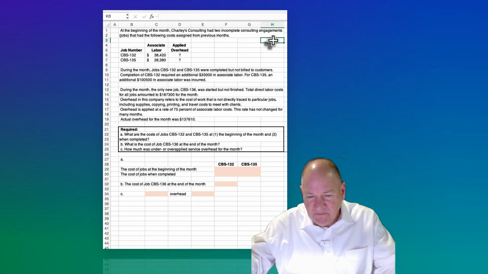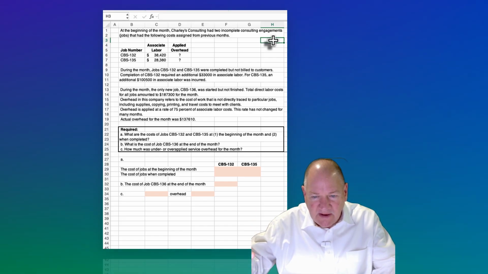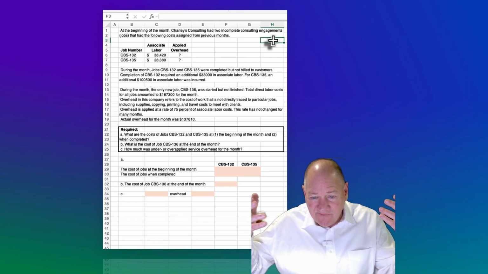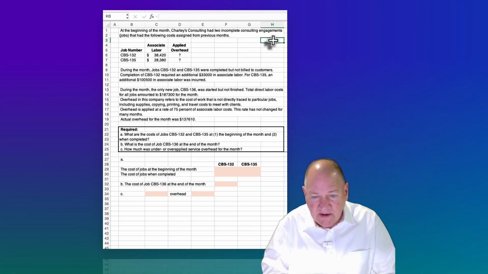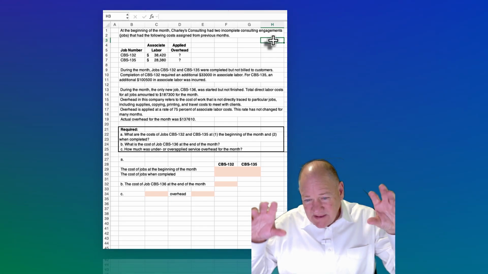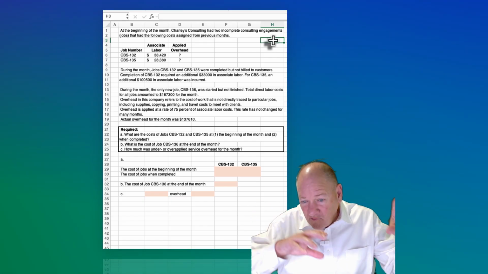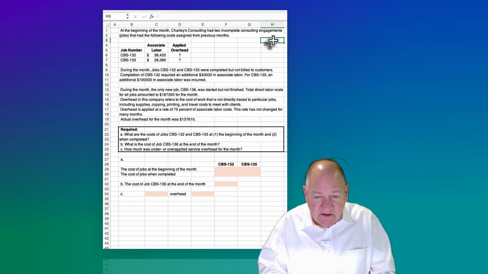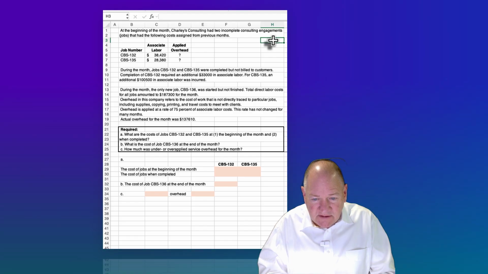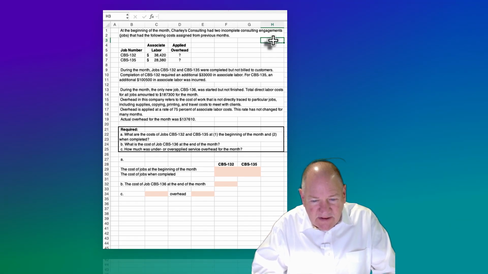The actual overhead and the applied overhead would only be identical in a very rare circumstance where our overhead is very, very predictable. It's almost always going to be over-applied or under-applied. What we're trying to do over the long haul is to end up with about zero, not over-applied, not under-applied, but the amount of overhead costs is going up and down, and the association is not a predetermined association. So we're just basically ballparking it.